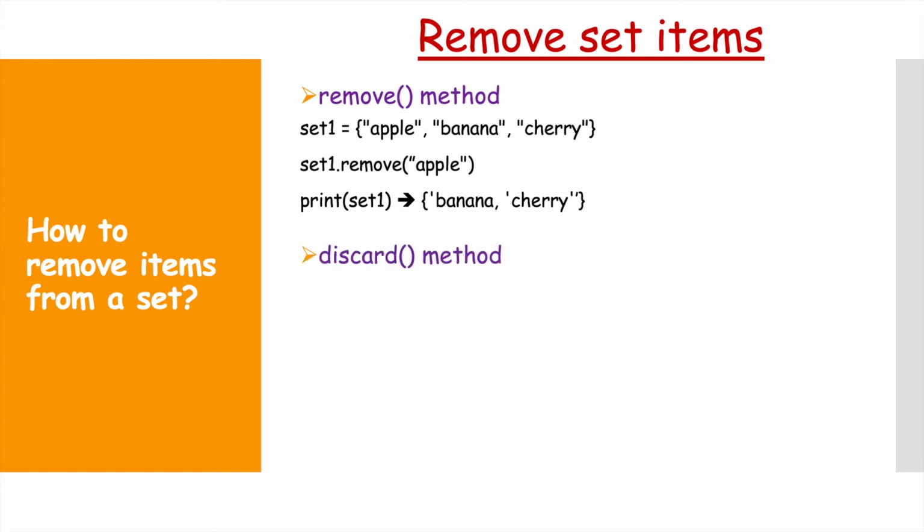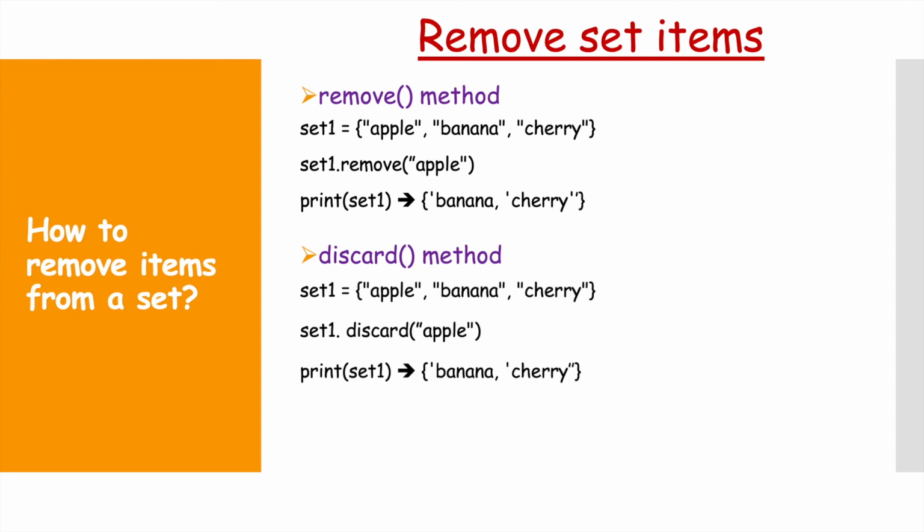The second way of doing it is to use the discard method. It is similar to the remove method. You call the discard method and pass the item you want to remove from the set. And when you print the set, you will get the rest of the items. The third way of removing items from a set is to use the pop method. Simply create the set and call the pop method.